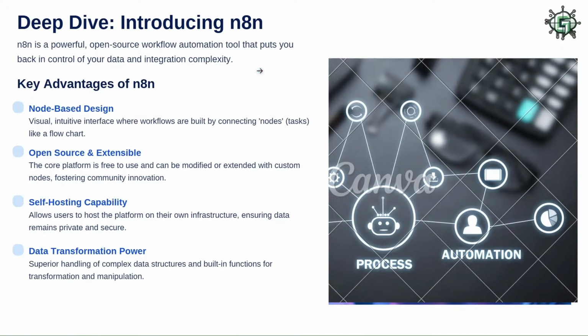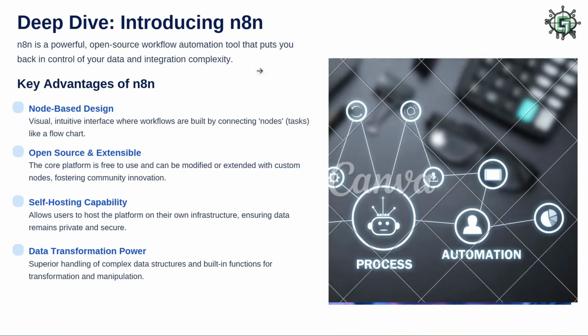n8n is a workflow automation tool which is open source. It uses a node-based design, which means you can connect actions like puzzle pieces, deciding where to go after what step, like writing conditions and connecting with other apps. So it is open source. You may be asking whether it is a subscription, but if we use self-hosting, then n8n is actually free.